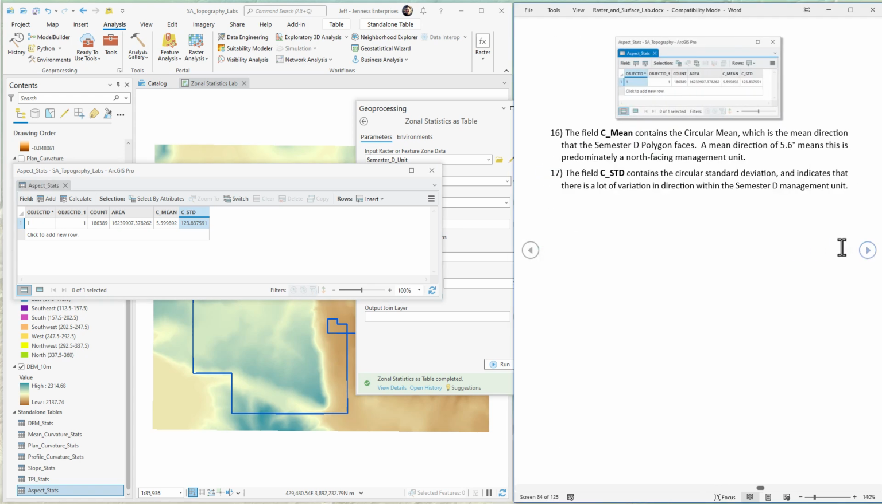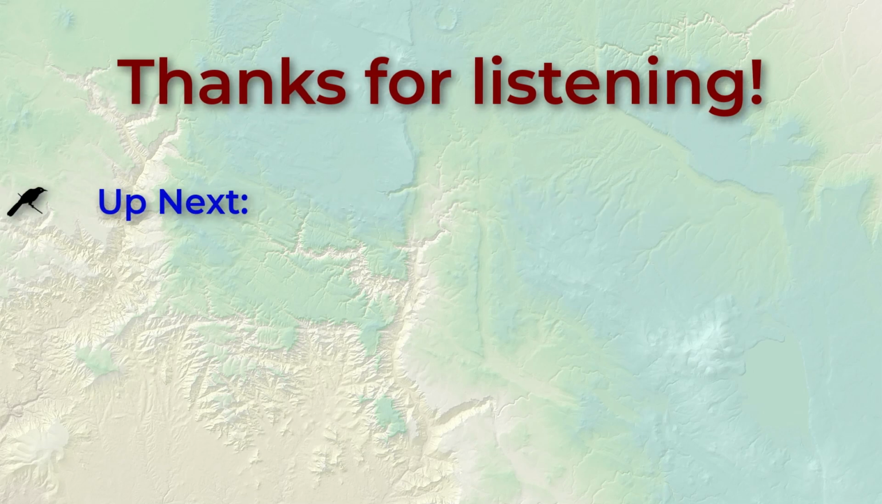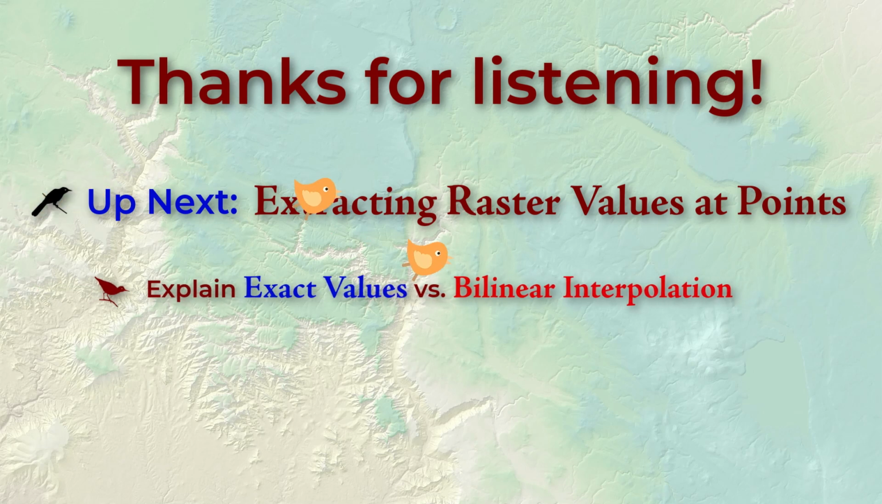All right, and that's all there is to it. Thanks so much for taking part in this. In our next lab exercise, we're going to see how to extract raster values at point locations. It's something we do quite often. Maybe we have a bunch of point locations. It could be from a GPS or radio telemetry. We want to know what the elevation, the slope, or the TPI values were at each point. Our next exercise will show you how to do that, and also explain the differences between interpolated values and exact values.